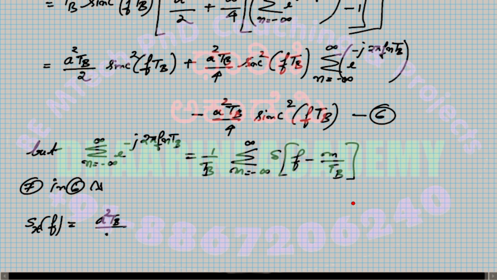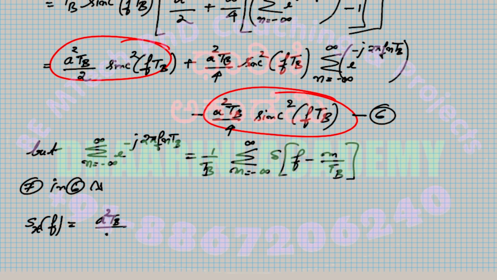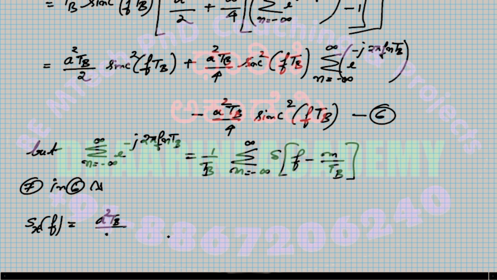Okay, so let's substitute that. Now you can see that these two terms can be clubbed, because the functions are the same, only the coefficients are different. A square tb by 2 minus A square tb by 4 is actually A square tb into 1 by 2 minus 1 by 4. So half minus quarter is quarter, 1 by 4 remains. So this denominator becomes a 4 now. That's the only term after clubbing these two, into sinc square f tb. That's my first term.